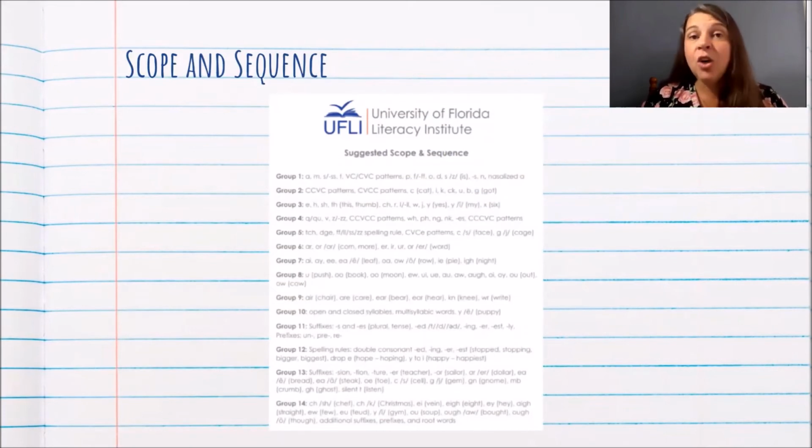If you don't have a scope and sequence for your core program, or you don't have a core program, or your scope and sequence isn't very clear, there are plenty that you can find out there. Here's an example from the University of Florida Literacy Institute. 95% Group has a great scope and sequence. Louisa Moats' book, Speech to Print, 3rd edition, has an amazing scope and sequence.